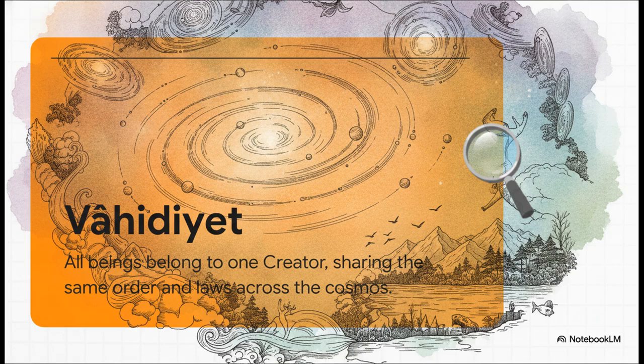First up is Wahidiyyah. Wahidiyyah is this incredible idea that all beings everywhere belong to a single creator. When you zoom out and look at the whole universe, you're seeing the exact same order, the same precise measure, and the same overarching laws at play everywhere. The heavens, the earth, everything living, they aren't just random, disconnected parts. They're all operating under one unified cosmic administration. It's the big picture, the grand, sweeping view of unity.